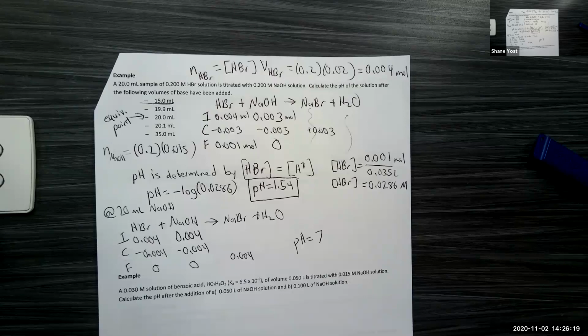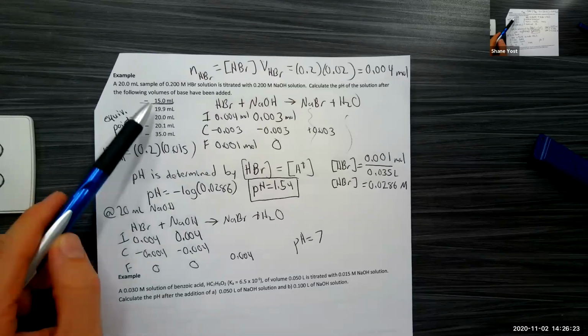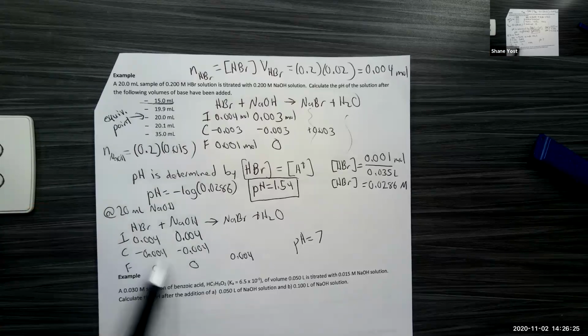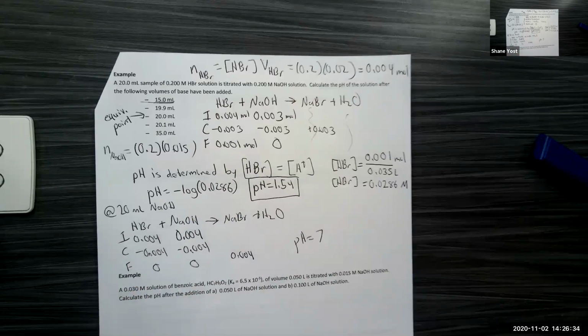And then the pHs at all these other ranges are doing the same thing: setting up this stuff, figuring out what's left. When it's a strong acid and strong base, you just calculate the concentration of the acid or the base that's left, and then use that to get our pH. Okay. Questions about how to do this example, this procedure here?